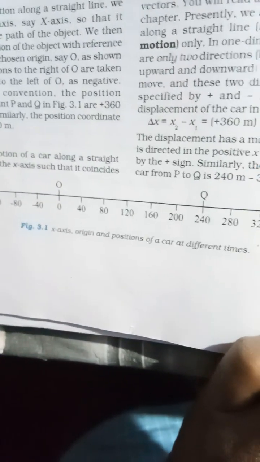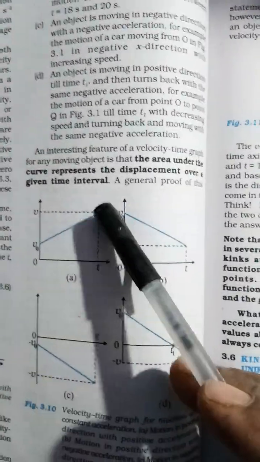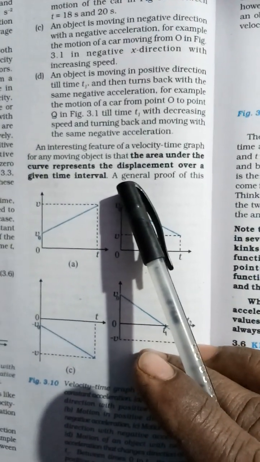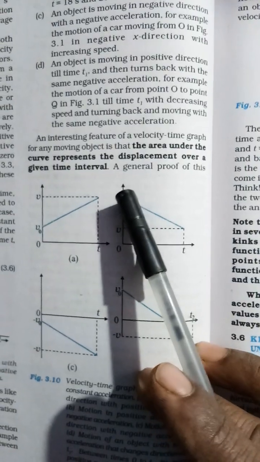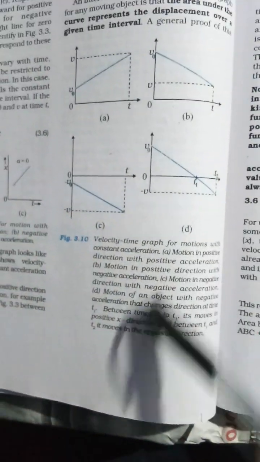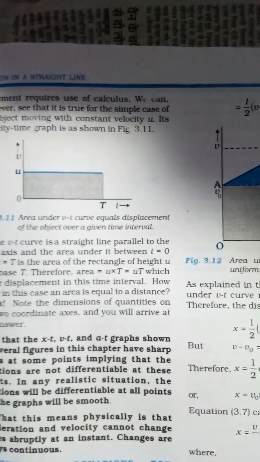Figure 3.1 shows the x-axis origin and positions of the car at different times. An interesting feature of the velocity-time graph for any moving object is that the area under the curve represents the displacement over a given time interval. Here you will see. The statement requires the use of calculus. Calculus will be needed. You will see the details here.